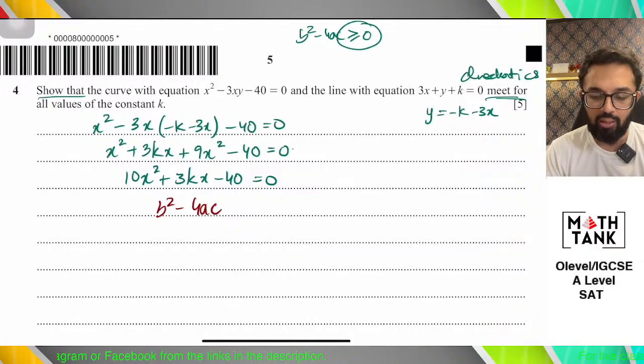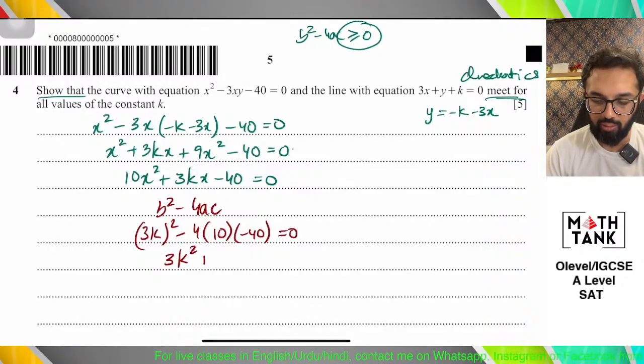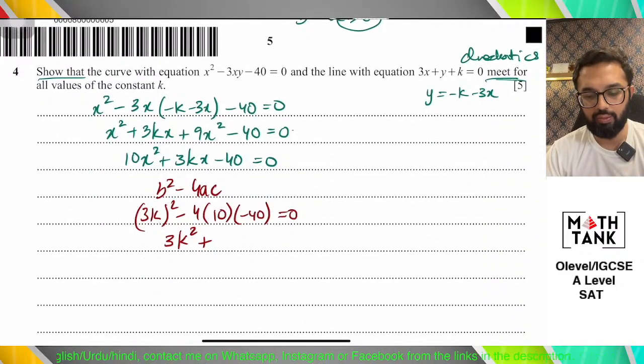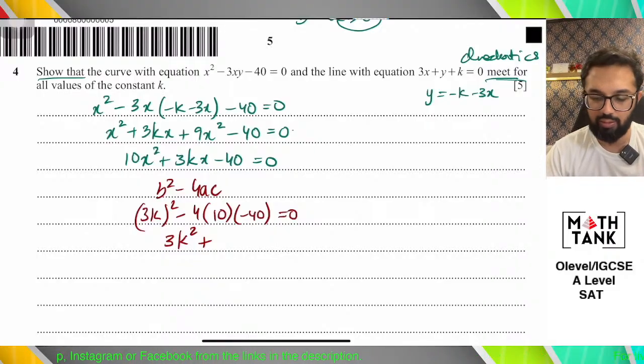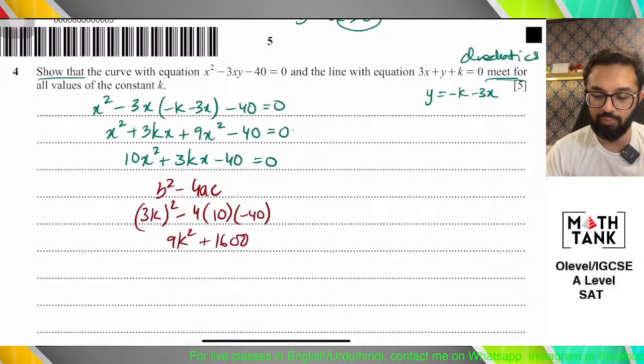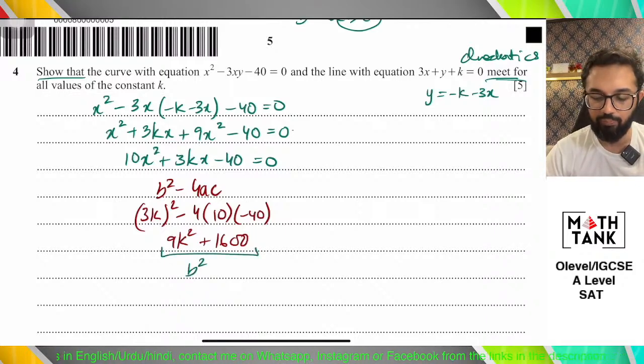What does that mean? Let's first filter that out. It's 3k square minus 4 times 10 times minus 40. Plus this becomes 160 and then 1600. Okay, nice. That's 9k square, sorry, 9k square plus 1600. That is my b square minus 4ac.